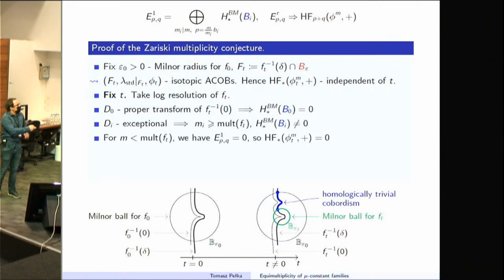So what is the conclusion from these two points? Whenever m is smaller than the multiplicity, then what I see in the spectral sequence is only the contribution from this proper transform, because everything else has too big a multiplicity to fit here, to satisfy this condition.